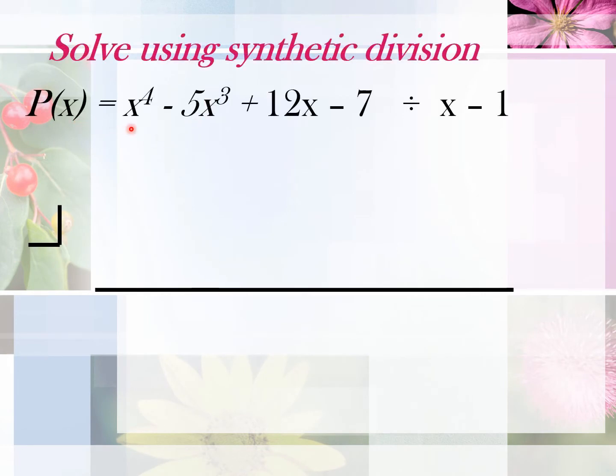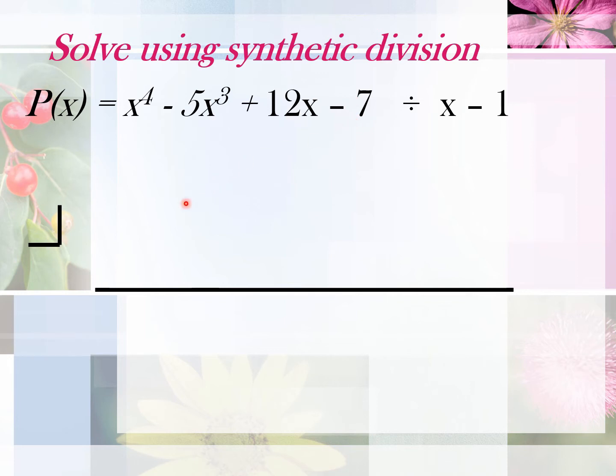Okay, let's try to solve this one again using synthetic division. We have p of x equals x raised to 4 minus 5x cubed plus 12x minus 7 divided by x minus 1. So, check muna natin kung naka-descending order yung power of x natin. We have 4, 3. Yun, nawawala yung 2 natin. We have 1 and then the constant.